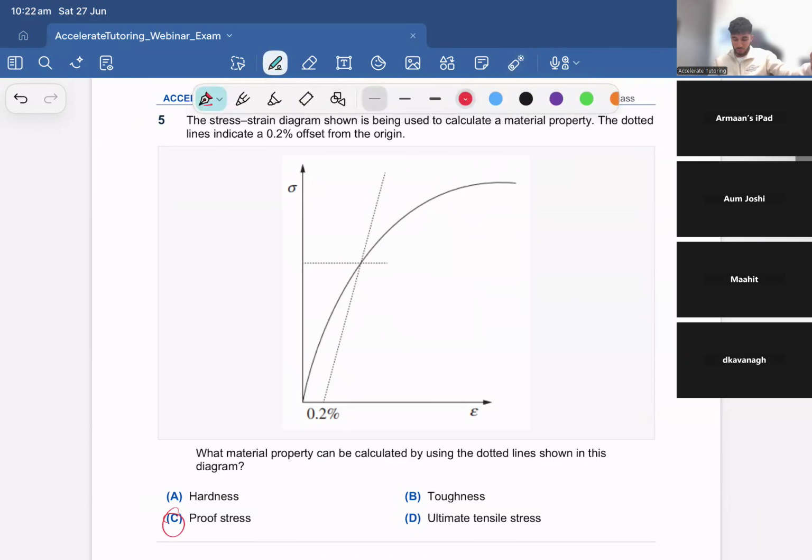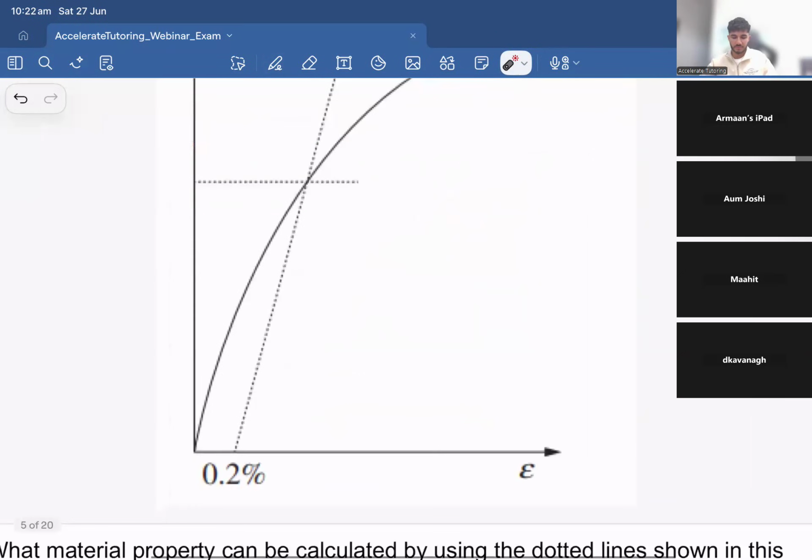So proof stress, as the diagram shows, you're given your 0.2% offset. You draw a parallel line to where it's linear, so where Hooke's law is being applied. You draw a parallel line, keep going up until you intersect with the curve itself, then go completely horizontal. This is your proof stress value.